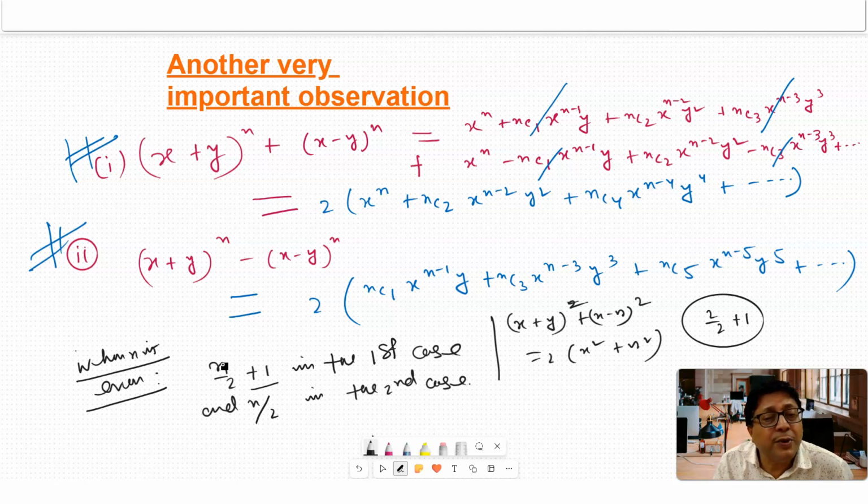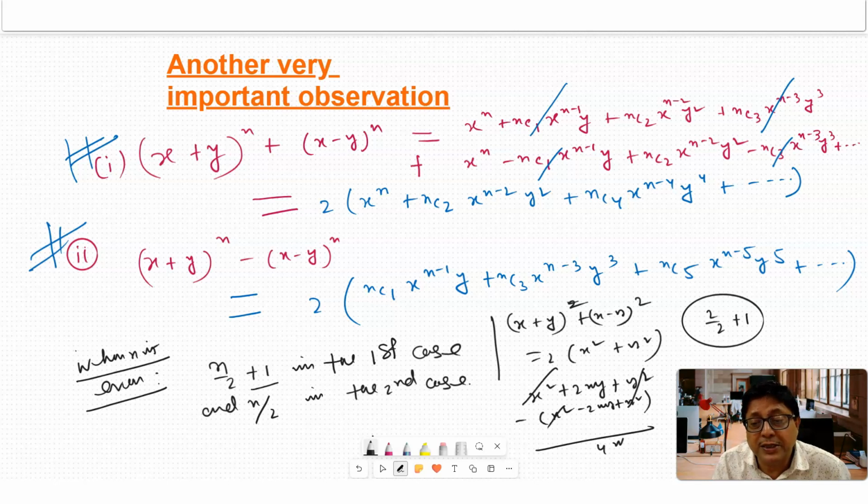In the second case, why is it like this? If you subtract, see, x square plus 2xy plus y square, from it you subtract x square minus 2xy plus y square. These two terms get cancelled. The answer will be 4xy, I mean 1 term. So it is 2 by 2 only, just 1 term. This is true for any even index: 2, 4, 6, 8, whatever. So the number of terms will be n by 2 plus 1 in the first case, n by 2 in the second case.